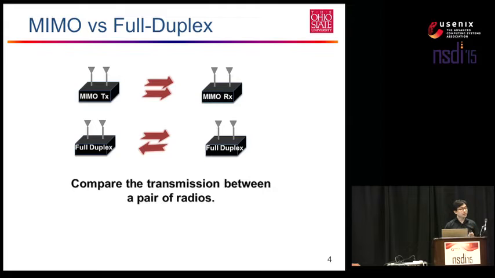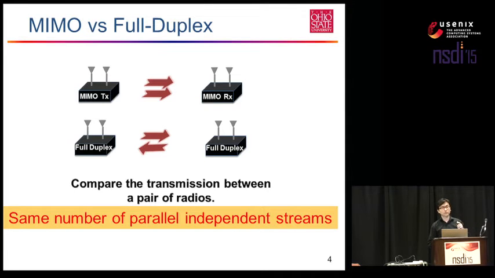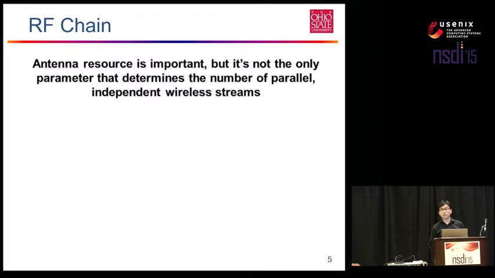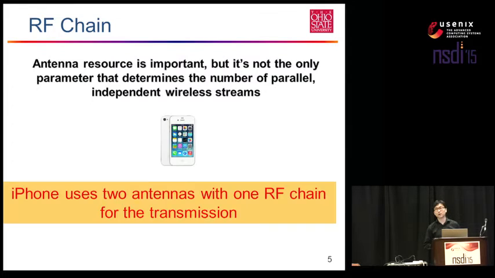And I mention here that I use the word RF chains instead of antennas, which people are usually more familiar with. Why do I call it like this? I agree that antenna resource is important, but it is not the only parameter that determines how many parallel independent wireless streams you can have. For example, I recall a story that happened about 3 or 4 years ago about the iPhone. At the time when iPhone 4 was released, there was a problem with the Wi-Fi for the call services. It's because when you hold the phone, sometimes you will get a really bad connection. So this is about iPhone 4.